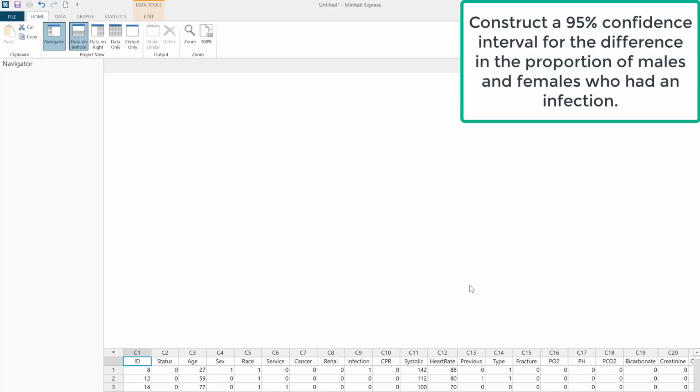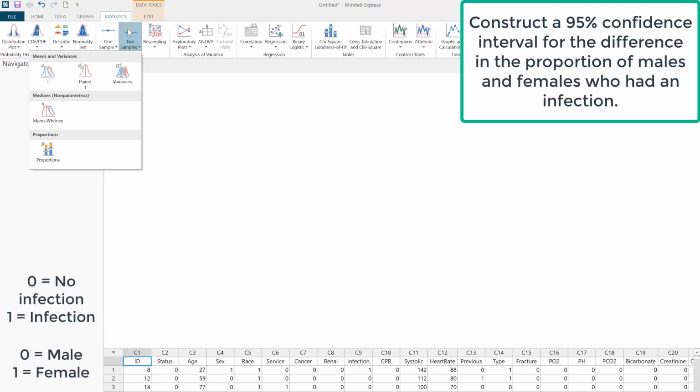We want to construct a 95% confidence interval for the difference in the proportion of males and females who had an infection. In this data set, in the column labeled sex, 0 equals male and 1 equals female. And in the column labeled infection, 0 equals no infection and 1 equals infection. Again, I'll go to statistics, to samples, proportions. If you're on a Mac, it's statistics to sample inference proportions.